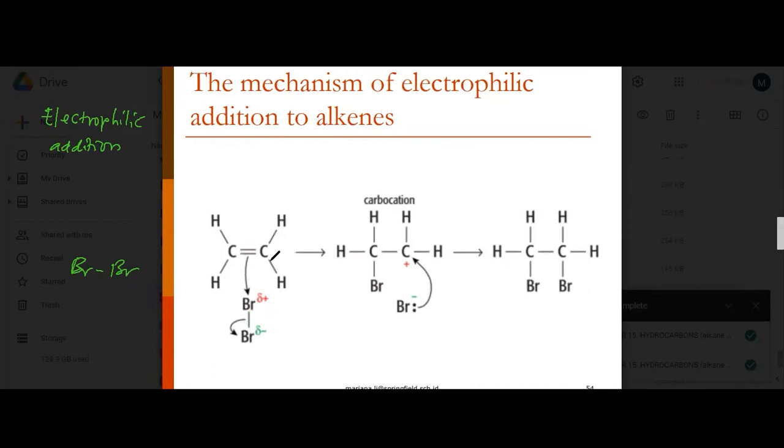Once again, the electron density of the pi bond here will polarize the closest Br atom, so it will have a partial positive charge. Why? Because the bonding electrons will tend to be repelled towards the other Br, so the other Br will have a partial negative charge. This makes the Br partially positive, and it can be attacked by this electron density very easily.